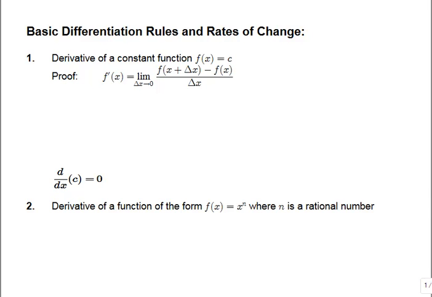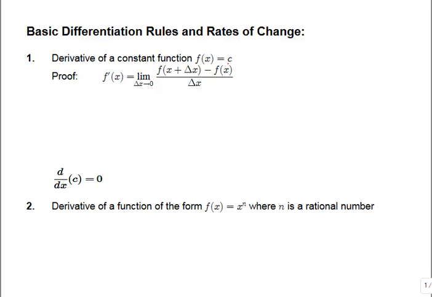So let's start with our most basic rule, and that's the derivative of a constant function. Let's suppose that a function f of x is equal to c. We're going to derive the derivative of this constant function by falling back on that limit definition of the derivative. So that says that f prime of x is equal to the limit as delta x goes to 0 of f of x plus delta x minus f of x all over delta x.